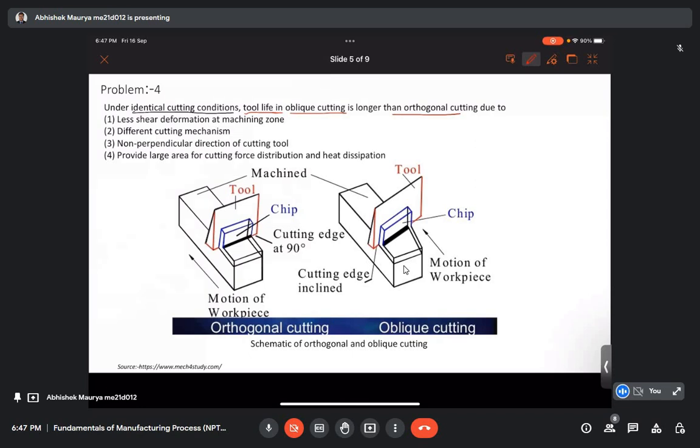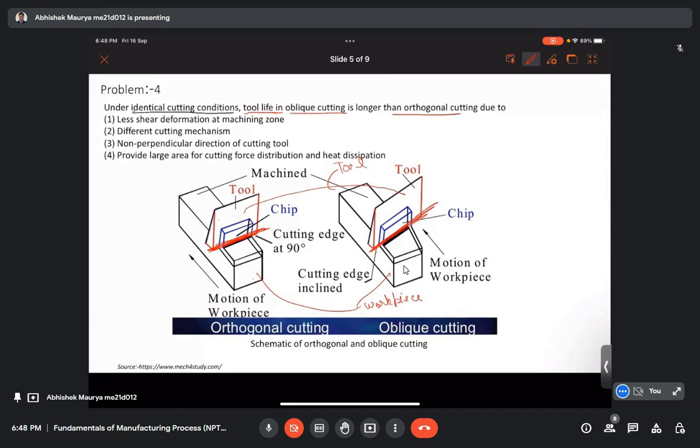So how are orthogonal and oblique cutting differentiated? Basically, if we see here, I have shown two scenarios of the cutting process. Here the red one is the tool in both cases. This is the tool and this is the workpiece. If we assume that our workpiece is not moving and only the tool is moving, basically we are interested in the relative motion of the tool and the workpiece. This is the cutting edge of this tool and the cutting edge of another tool is this one.